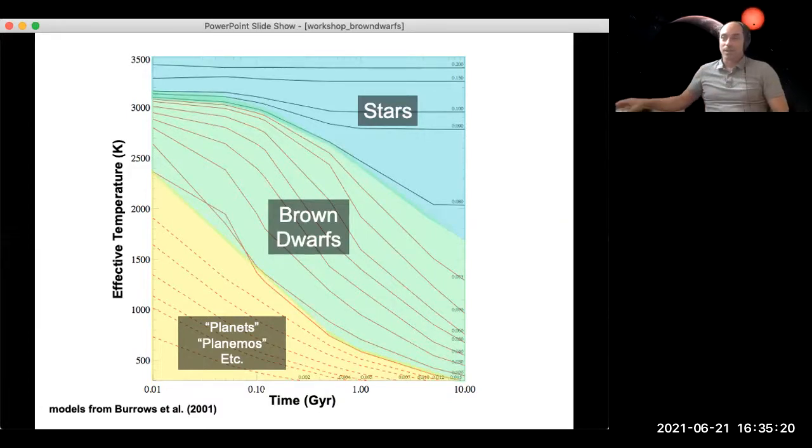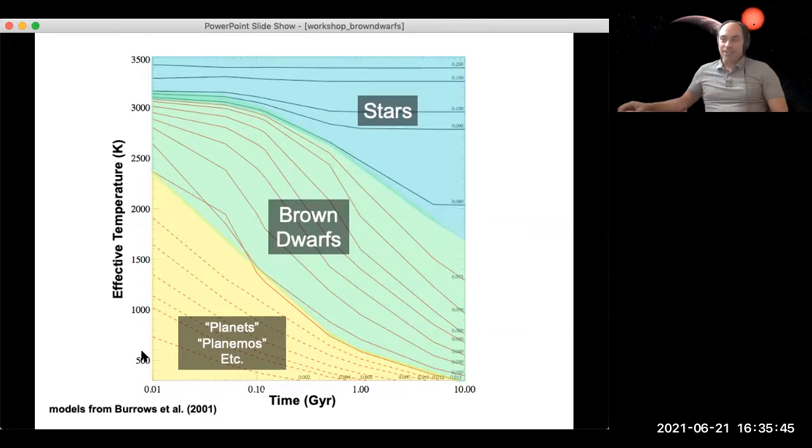This next group of objects, the brown dwarfs, notice that they continually cool all the way to the end of the time sequence here. So these are objects that are clearly not in thermal equilibrium, and they're clearly losing energy because they're getting colder over time. So these are the brown dwarfs. And you can see, it's a little hard to see, the boundary between these is, again, somewhere around 7% of the mass of the sun.